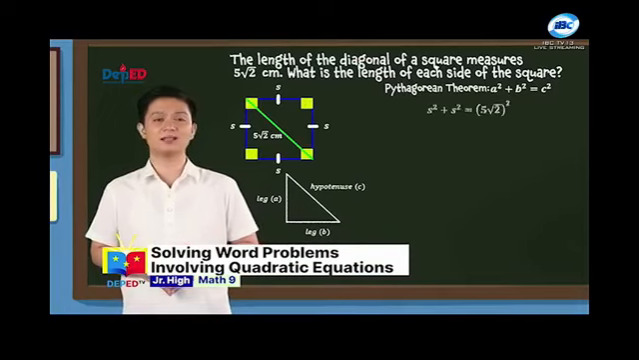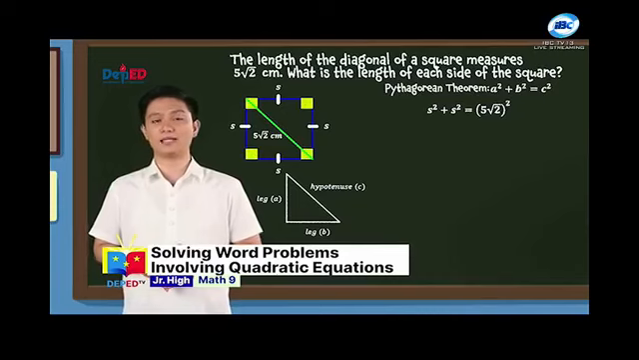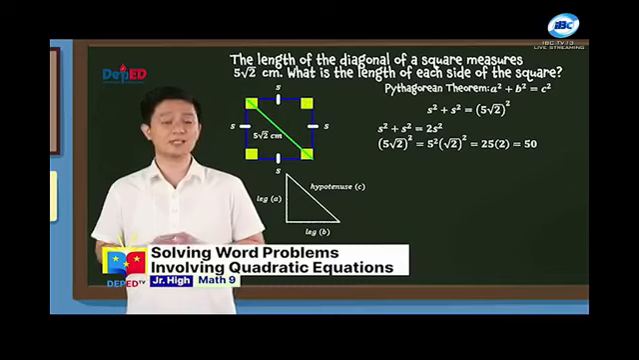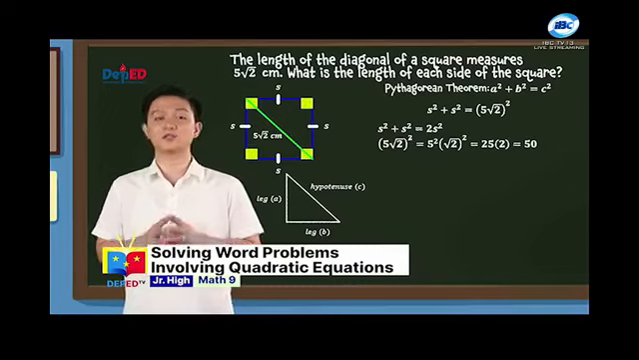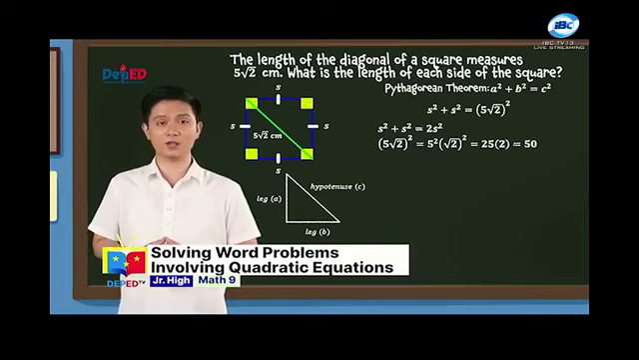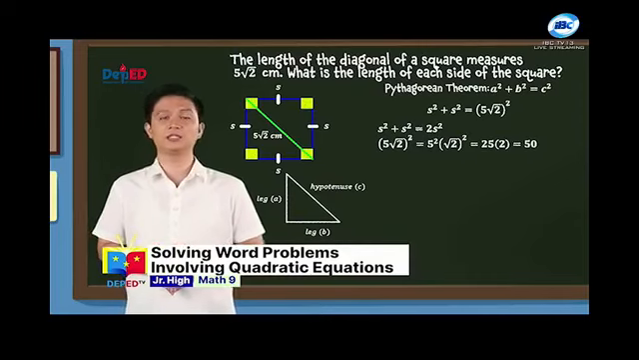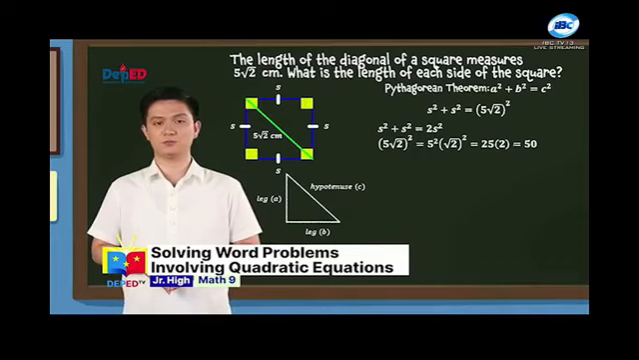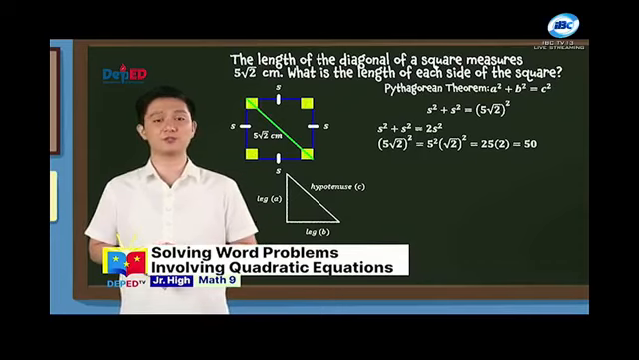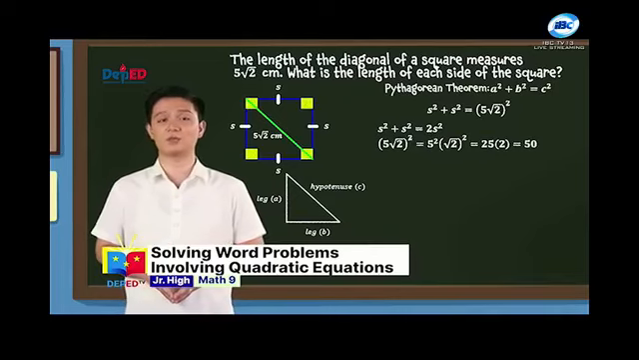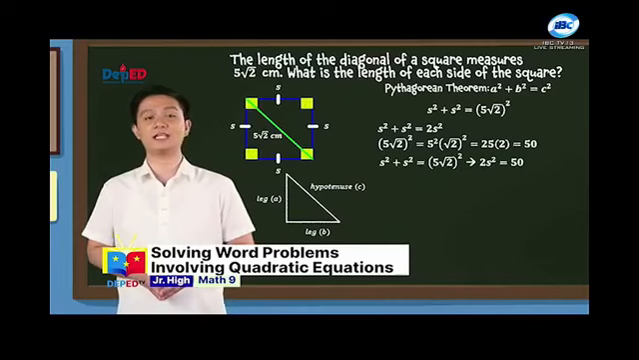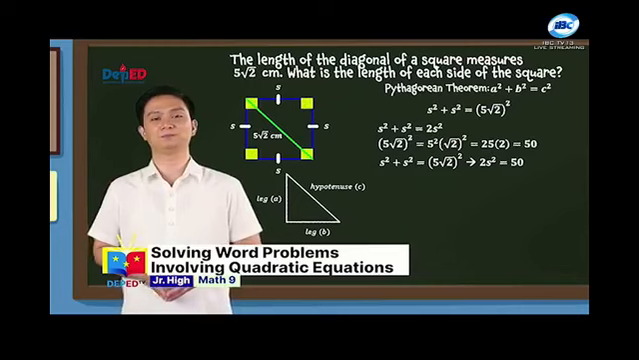So we have the equation s squared plus s squared equals the square of 5 square root of 2. S squared plus s squared equals 2s squared, while the square of 5 square root of 2 must be equal to the product of 5 squared and the square of square root of 2. And this can be written as 25 times 2 and hence equals 50. Thus, the equation can be written as 2s squared equals 50, which is of the form ax squared equals k.